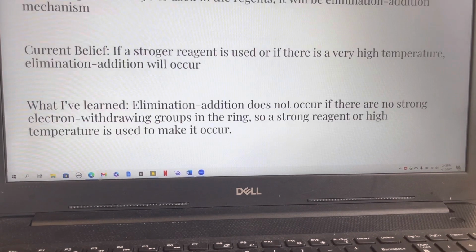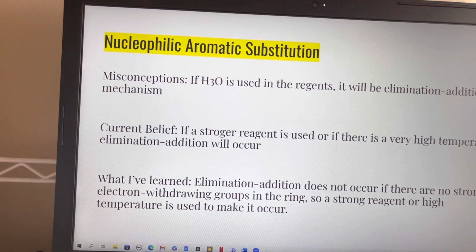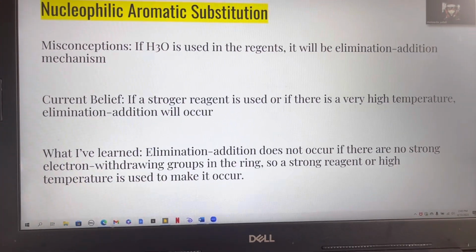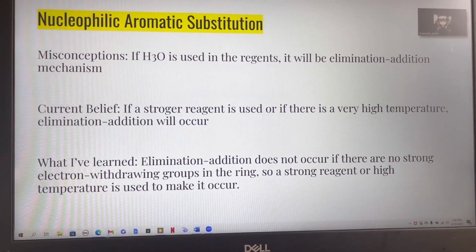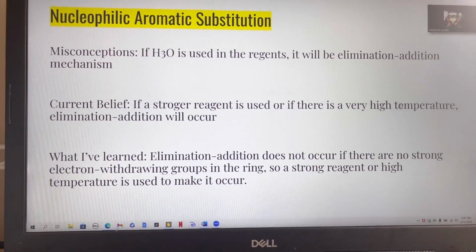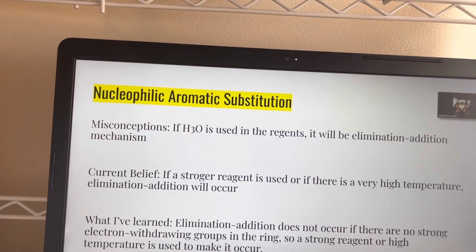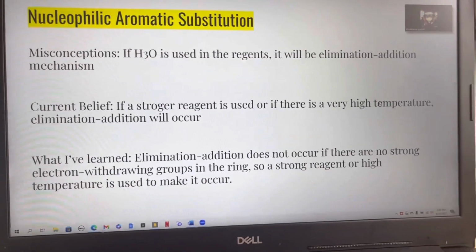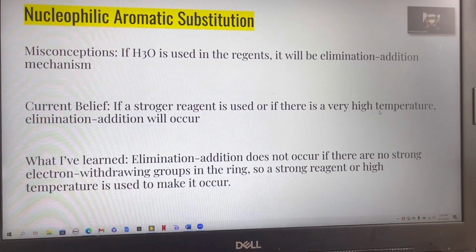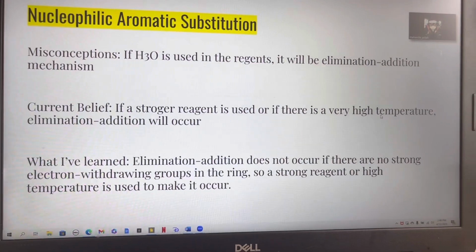Next we have nucleophilic aromatic substitution. A misconception about this is if H3O is used in the reagents, it will be an elimination-addition mechanism. The current belief is if a stronger reagent is used or if there is a very high temperature, elimination-addition will occur when there is a weak electron withdrawing group. What I've learned is that elimination-addition does not occur if there are no strong electron withdrawing groups in the ring, so a strong reagent or high temperature is used to make it occur.